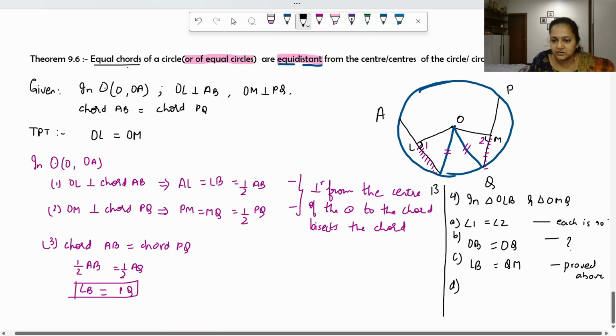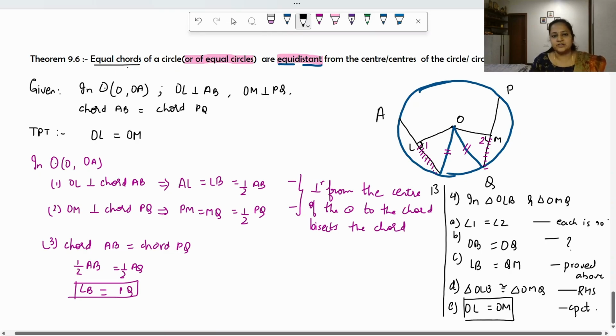So what do we get here? We get triangle OLB is congruent to triangle OMQ. By which test, children? Again, I told you, do we have any ASS test? No, we do not have any ASS. So which is the test? Right angle, hypotenuse, side. RHS. And because the two triangles are congruent, can we say OL is equal to OM? Yes, because they are corresponding parts of congruent triangles, and hence we have proved it. I hope, children, you all have understood this theorem.